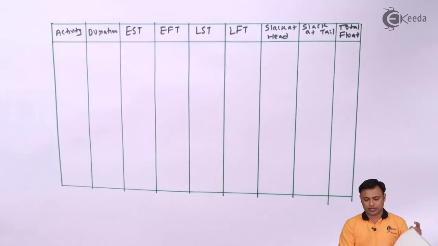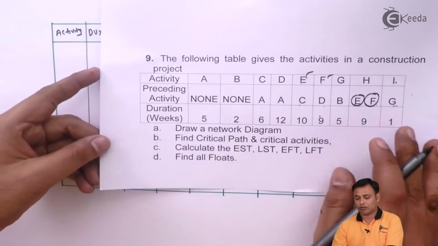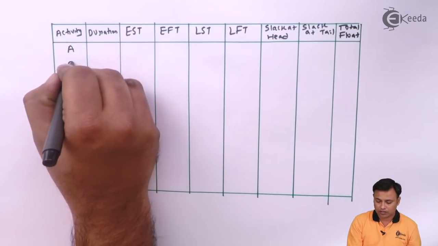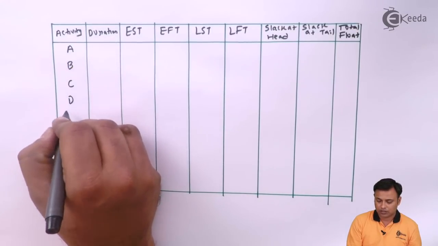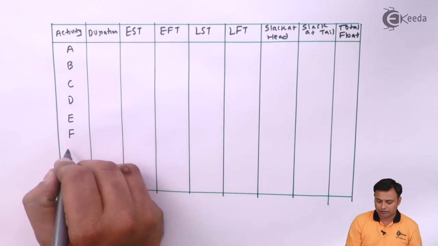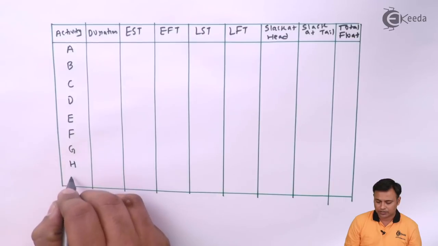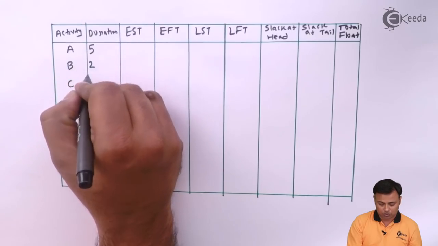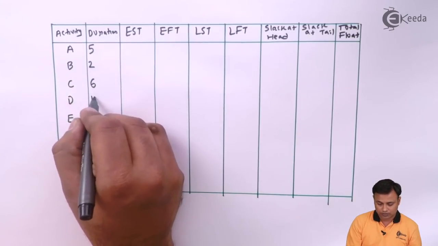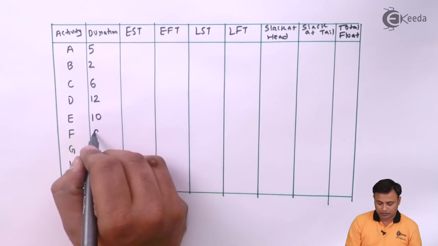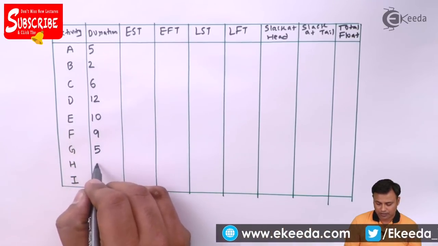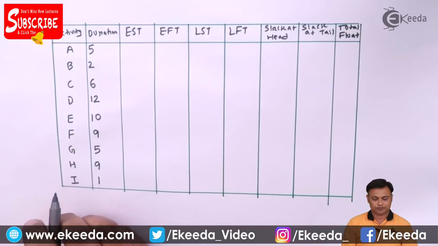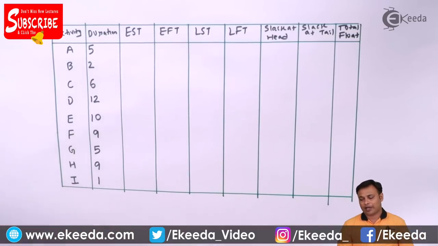Let's proceed to the problem once again. This was my original problem. A to I are my activities. So A, B, C, D, E, F, G, H, and I. And the durations were 5, 2, 6, 12, 10, 9, 5, 9, and 1. And now we need to work out the forward and the backward calculations.